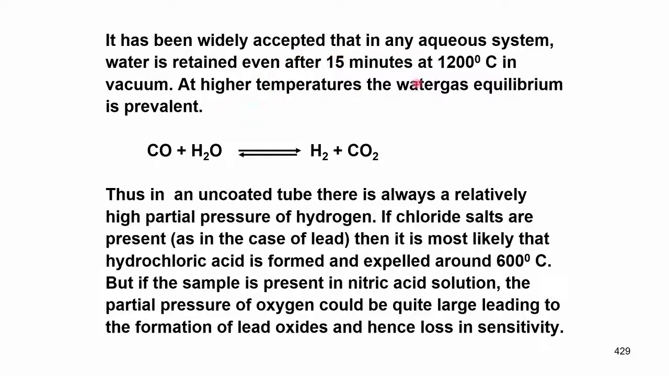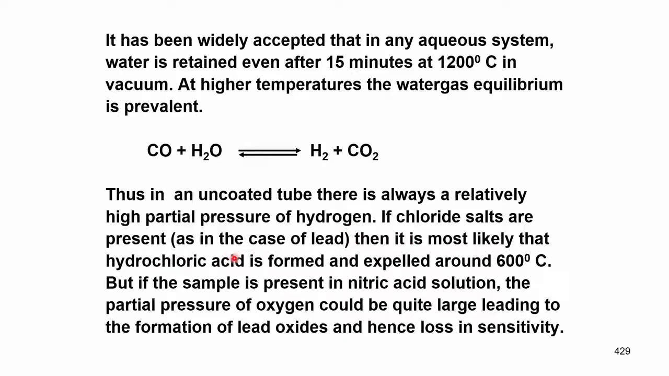So, at higher temperatures what happens is there is a water gas equilibrium, carbon monoxide will react with water to give you hydrogen and carbon dioxide. So, in an uncoated tube there is always a relatively high partial pressure of hydrogen also. This can lead to explosion. So, one has to be careful. So, you should use a pyrolytic coated graphite furnace.